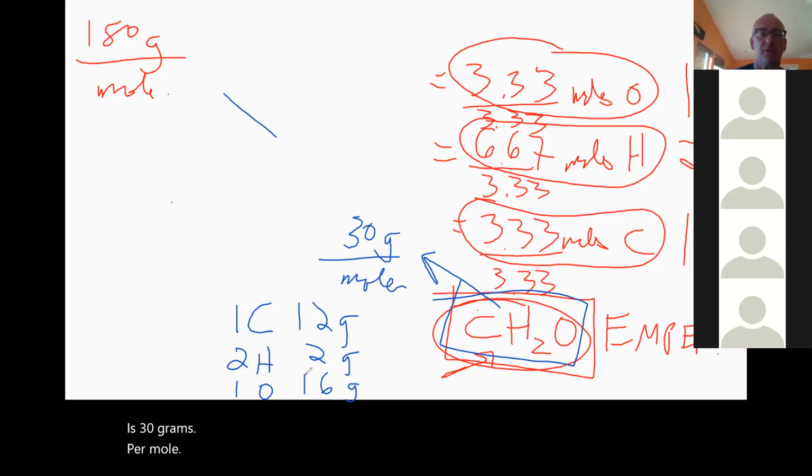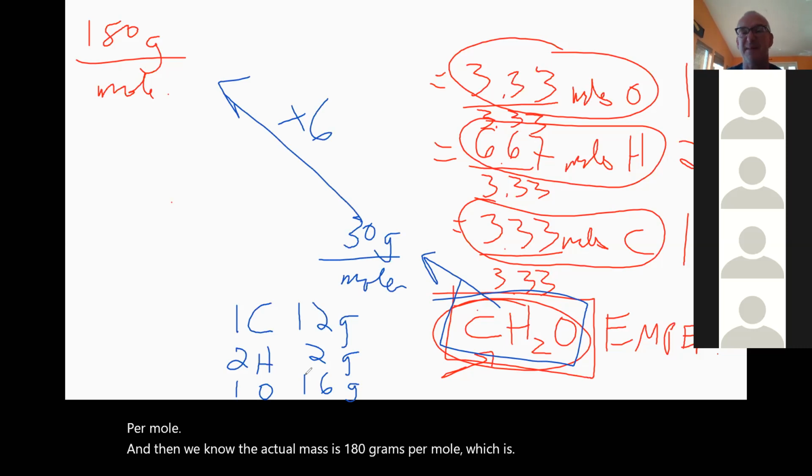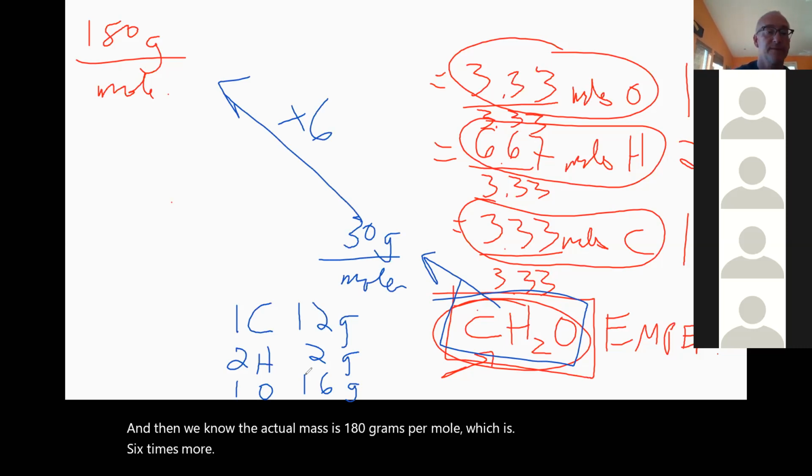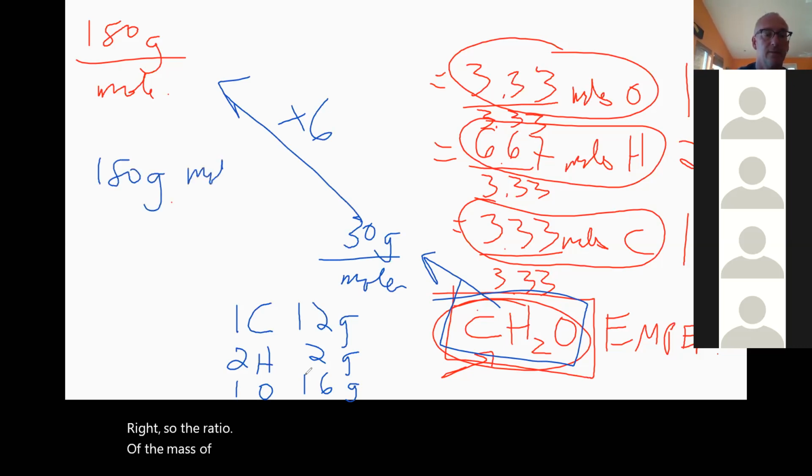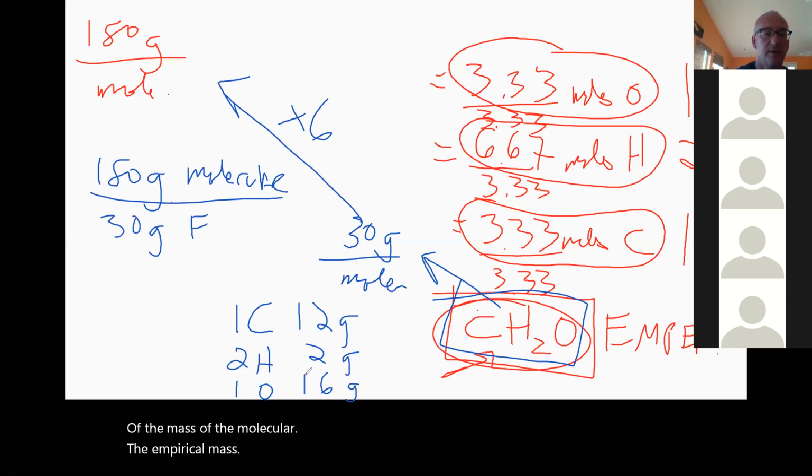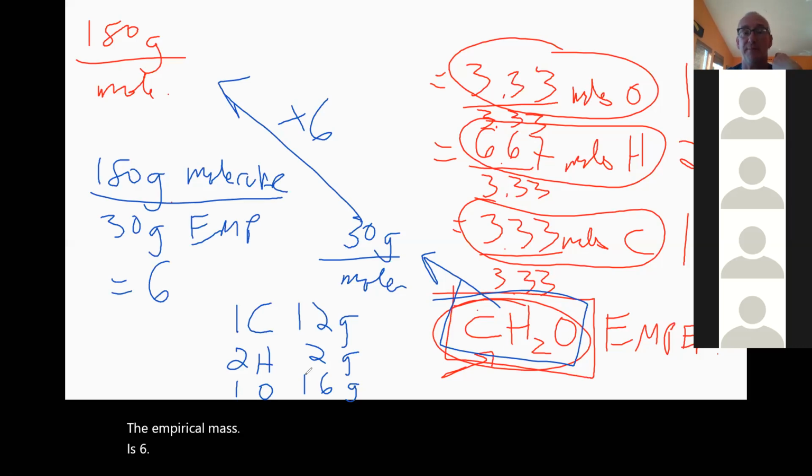And then we know the actual mass is 180 grams per mole, which is 6 times more, right? So the ratio of the molecular mass to the empirical mass is 6, which means we have to multiply everything in the empirical formula by 6.